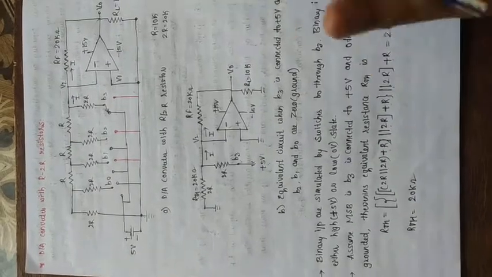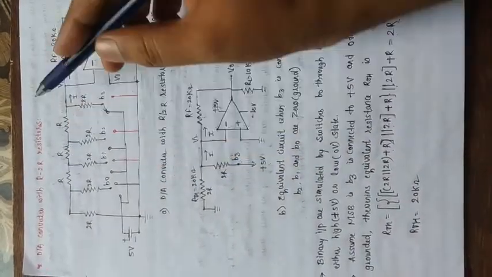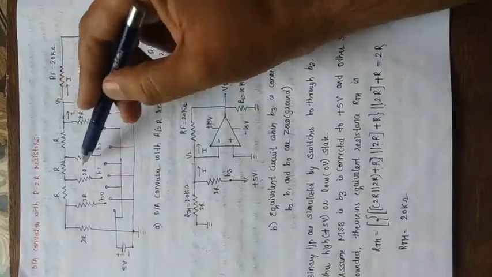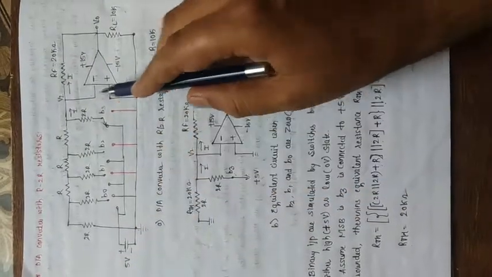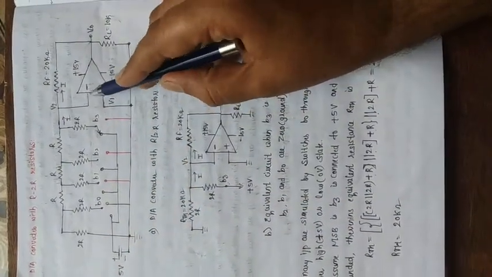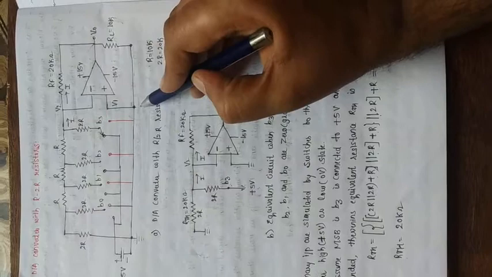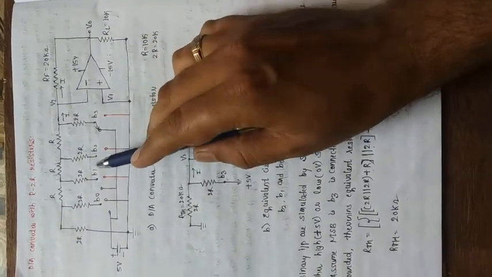The second type of digital to analog converter is the R to 2R resistor ladder. The name is R to 2R because at the input side there is a combination of R and 2R resistors connected here. In this circuit also the input is connected to the inverting terminal and the non-inverting terminal is grounded. Here also there will be 4 inputs, B3, B2, B1, B0.